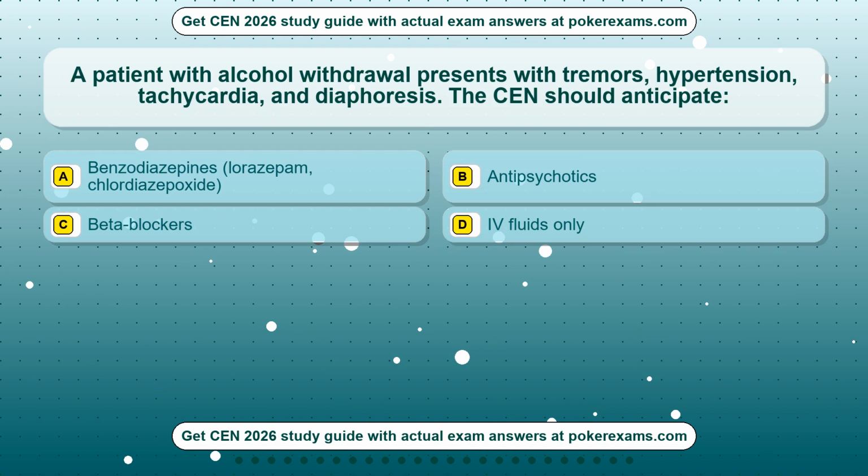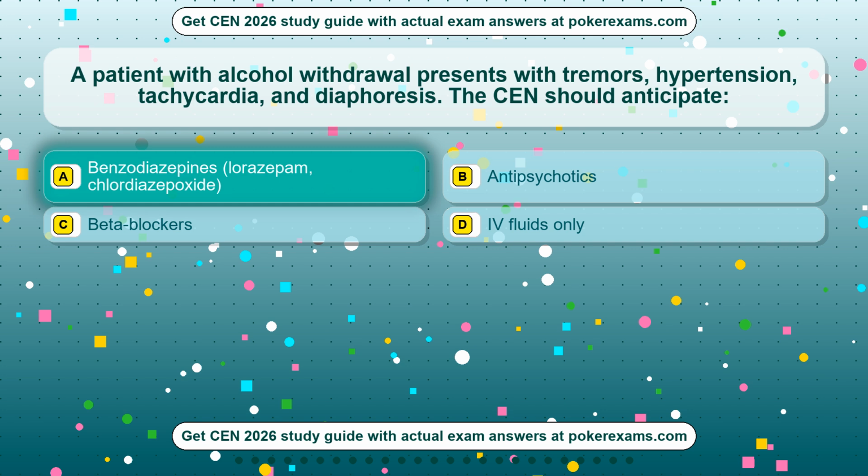Question 23. A patient with alcohol withdrawal presents with tremors, hypertension, tachycardia, and diaphoresis. The CEN should anticipate. Option A: benzodiazepines, lorazepam, chlordiazepoxide. Option B: antipsychotics. Option C: beta blockers. Option D: IV fluids only. The correct answer is option A.